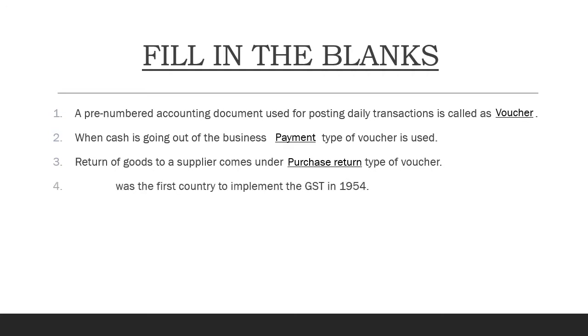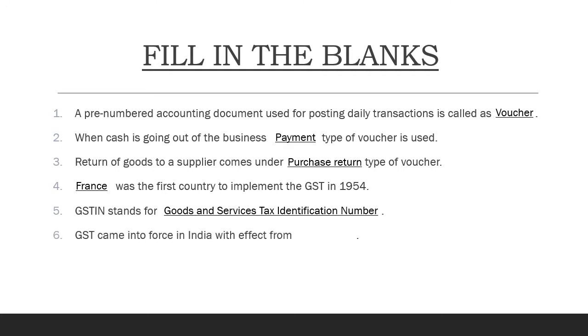Dash was the first country to implement the GST in 1954. We have studied this. Which was the first country? Yes, it was France. Next, GSTIN stands for what? G stands for goods and services tax, I stands for identification and N stands for number. So the full form is Goods and Services Tax Identification Number.